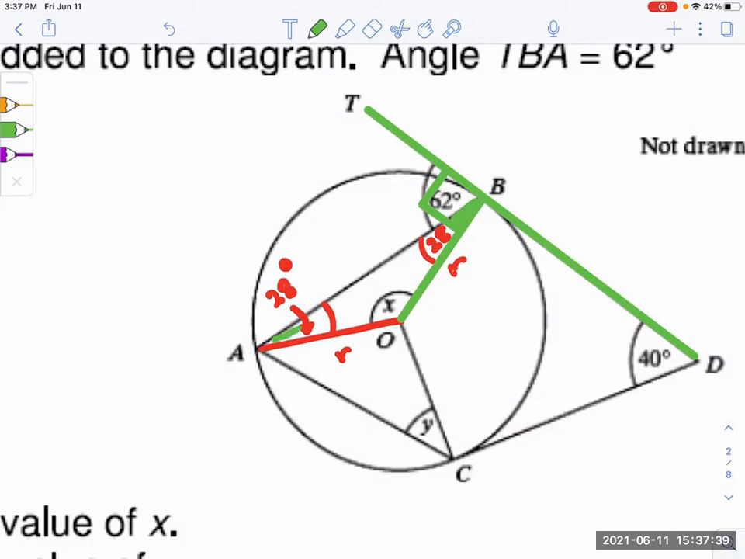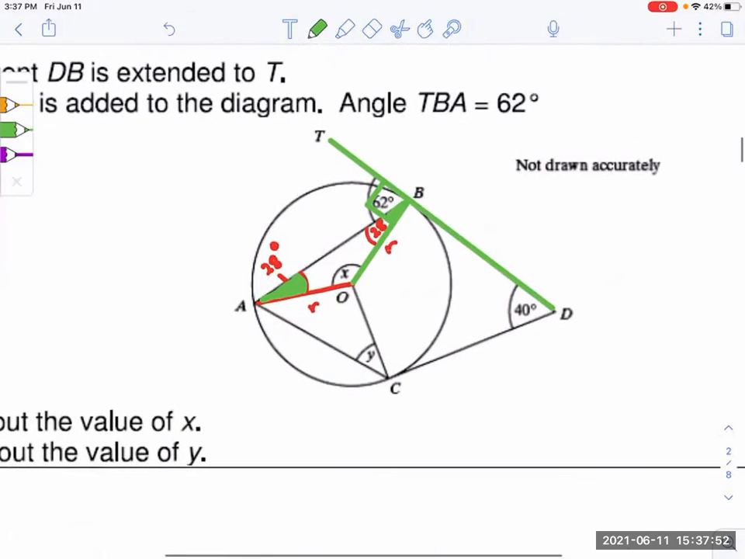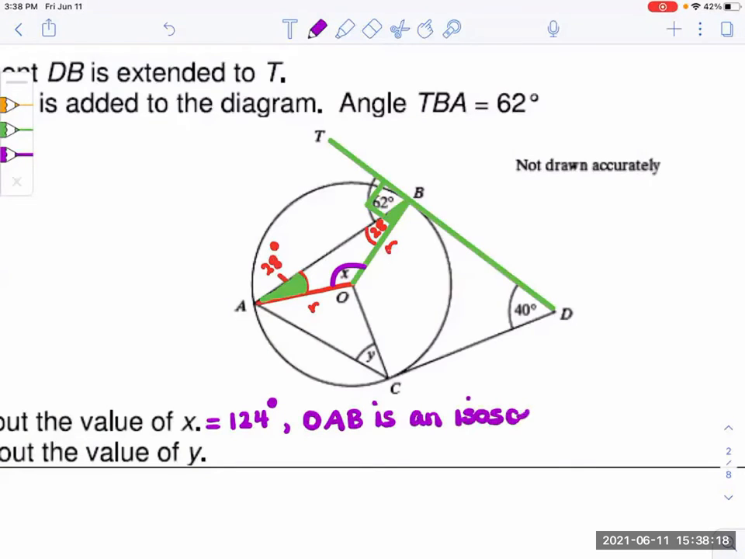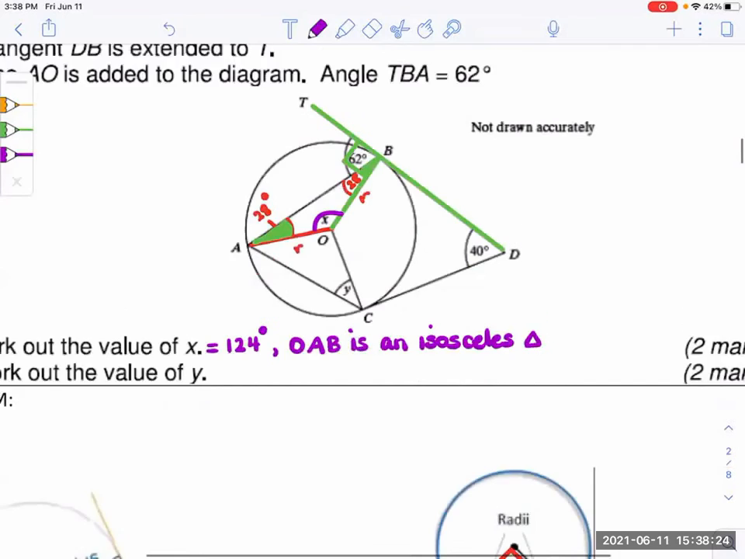This angle is equal to this angle here. What is the value of x? Anybody? 124, miss. Can someone confirm his answer? Yes, miss, you are correct. But why is that angle 124? What type of triangle is it? Isosceles. So the reason is OAB is an isosceles triangle. Right? Yes, miss.